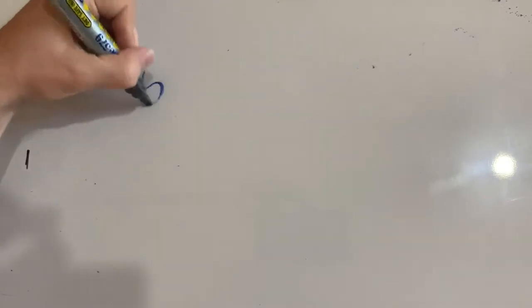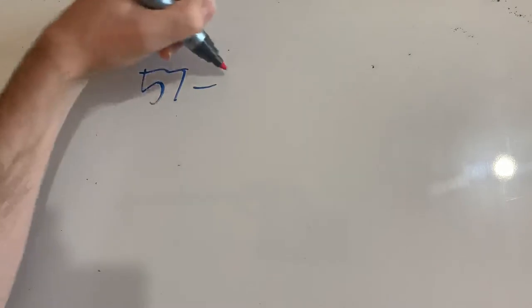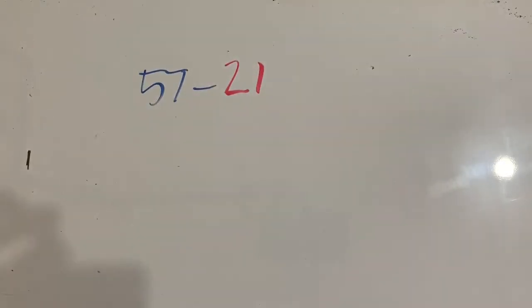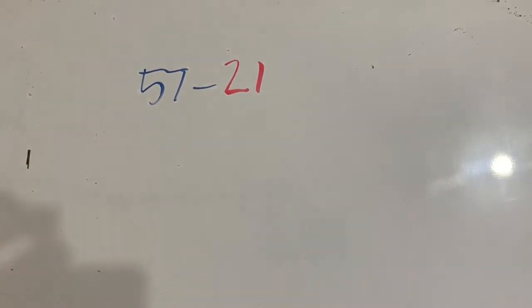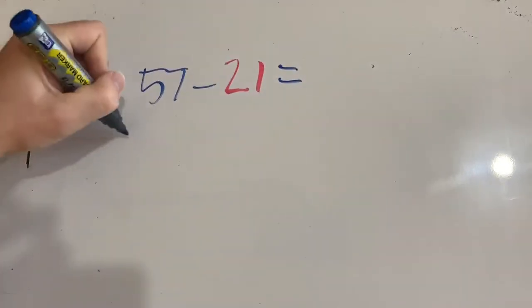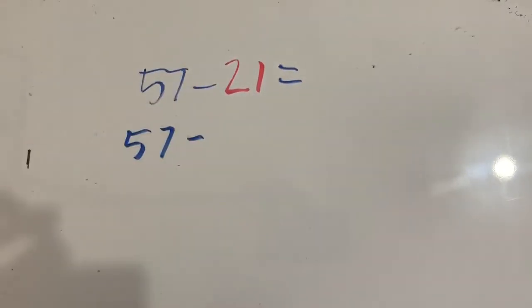But what about when we've got a bigger number that we are subtracting? We can use the same idea. Let's say we have 57 minus 21. We could count backwards, but that's a little too tricky, especially because we're working with a bigger number. But what we could do is to split this number into two easier to work with pieces. So we would rewrite our equation as 57 minus, and now what are we going to do?